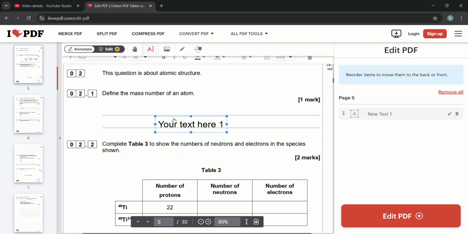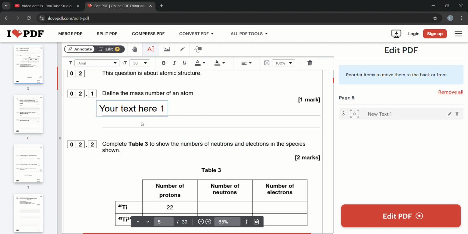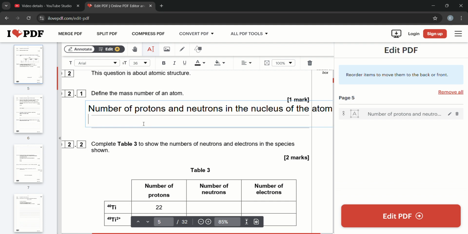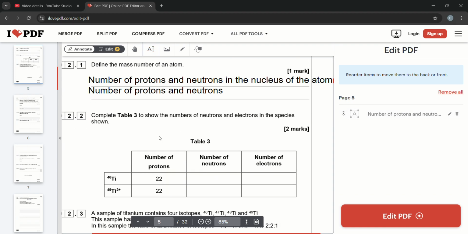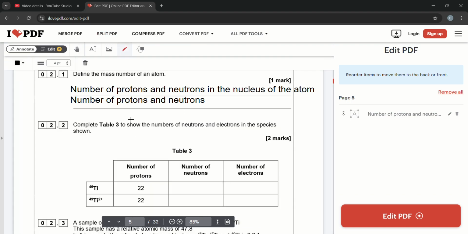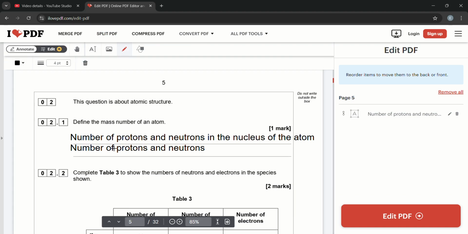The mass number of an atom is the number of protons and neutrons in the nucleus of the atom. However, you will be allowed to just say number of protons and neutrons, but you need to make sure you say "and neutrons". It's both. 2.2. Okay, let's get this out of the way. So 2.1 mass number of atom, number of protons and neutrons.